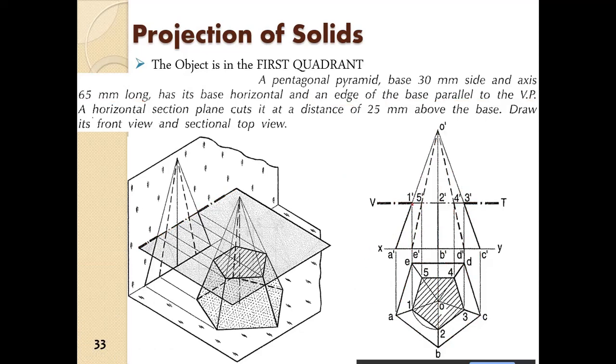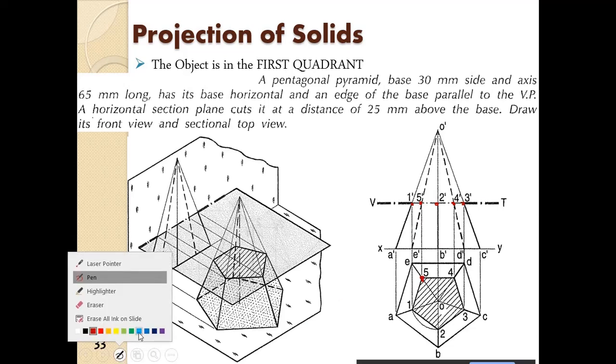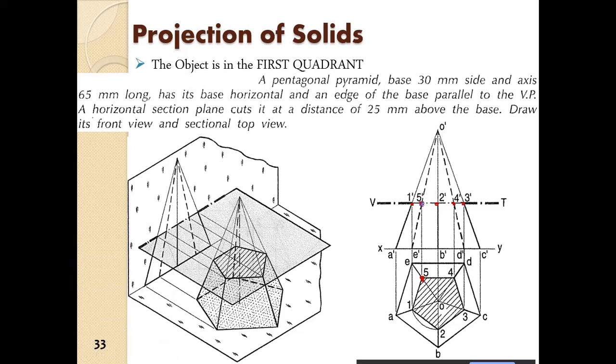again from the plane of intersection, now these points you have 1, 2, 1, 5, 2, 4, 3. Okay, so 5 dash will be projected here, 4 dash will be projected here. Similarly 3 dash will be projected here, 1 dash will be projected here, okay, and 2 dash will be projected here. So you join these points and you get the top view of the section plane.